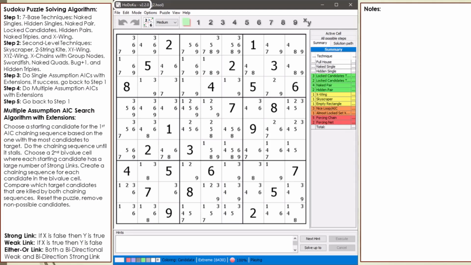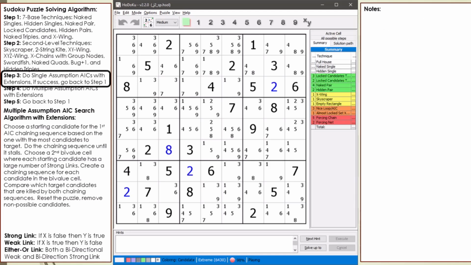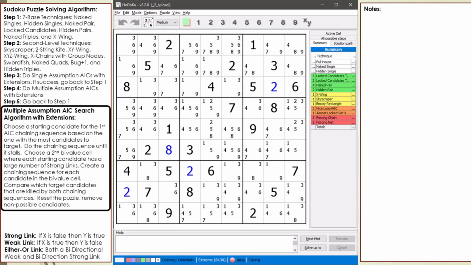At this point, we allow Hodoku to put in all the pencil marks into each open cell. The puzzle solving algorithm we will be using in this video is showing on the left. The first thing we will do is a round of step 1 and step 2. Here are the results. We were able to set some values and remove some pencil marks from the puzzle. Next, we try step 3, but all our single assumption AICs stall, so we are now ready to do step 4. The algorithm for doing multiple assumption AICs is now outlined.